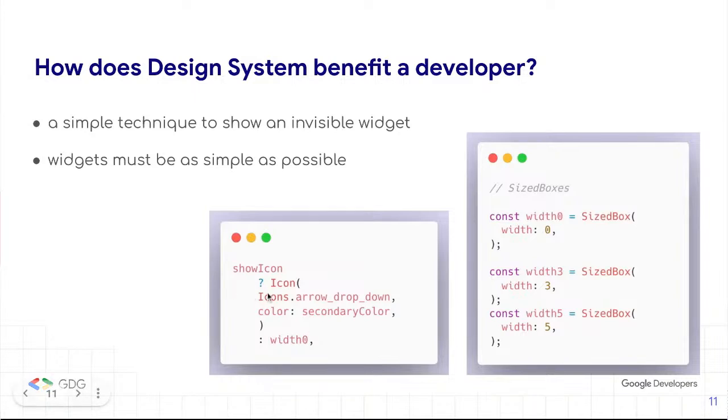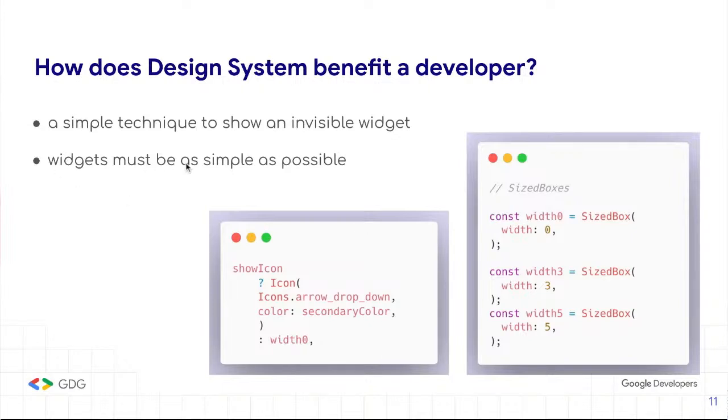So what I'm going to do is put the Boolean variable show icon in a ternary operator and say when show icon is true, show this particular icon, and when show icon is false, show width 0. So in that space, nothing is going to be shown. Absolutely nothing. So this way you can do it for a sized box with height as well. And it can be as many sized boxes as you wish, 5, 10, 15, as many as you wish.